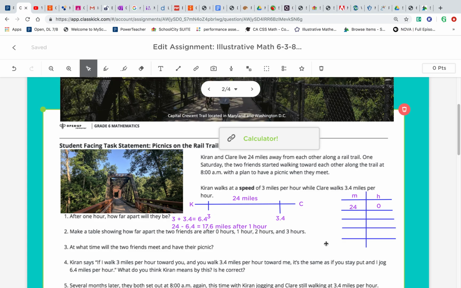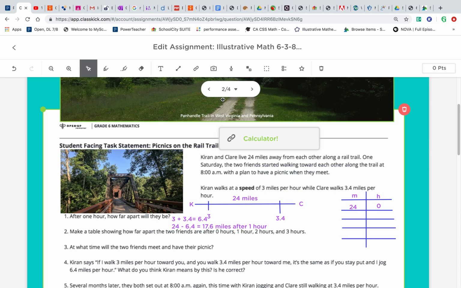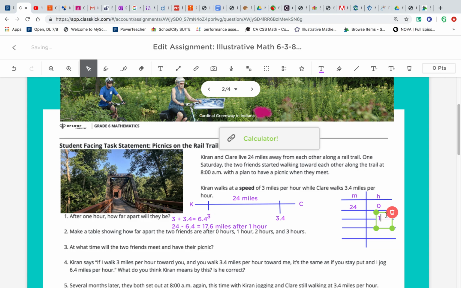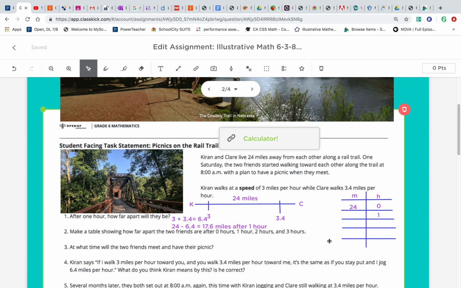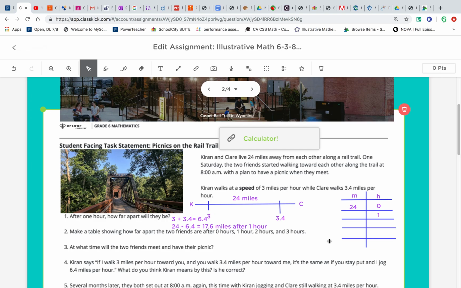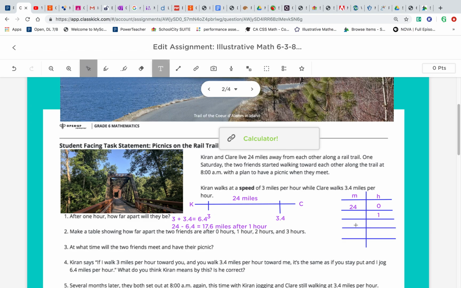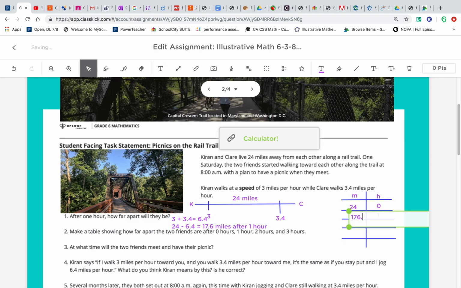All right. So after 1 hour, okay, so 1 hour here. So I'm going to fill in 1 hour in the hour column. It doesn't matter if you have hours on the right or on the left column, right? So you can switch those around. Just make sure everything lines up properly. After 1 hour, we sit here at 17.6 miles. So let's fill that in here. 17.6.